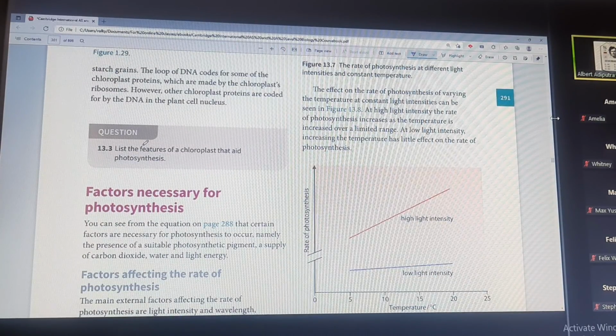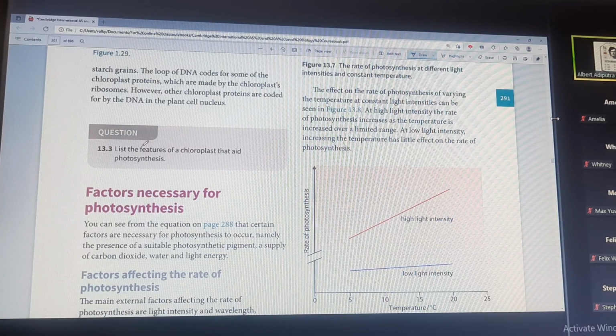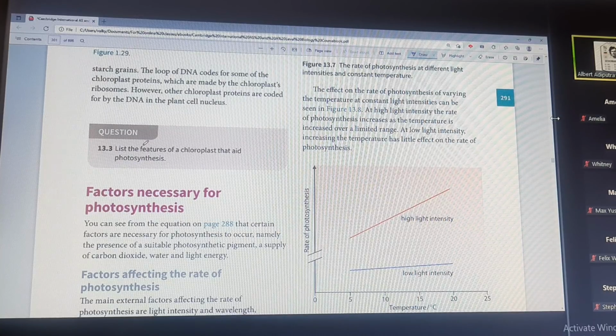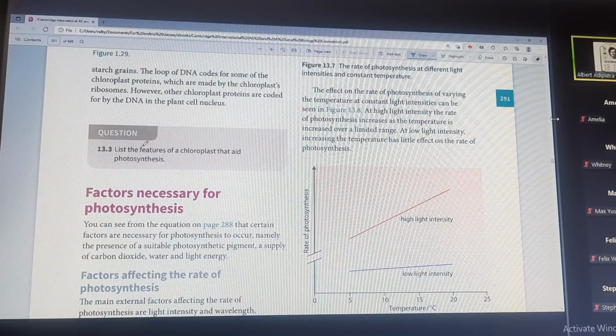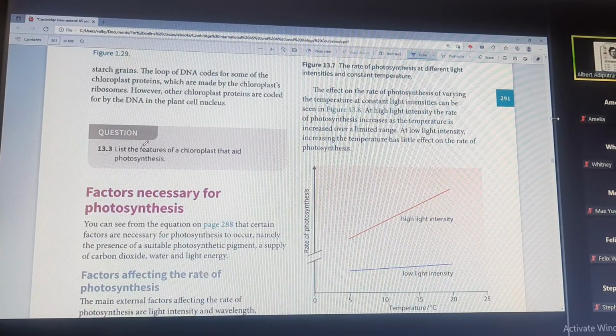Okay, coming up next is factors necessary for photosynthesis. This is not different from what we have learned in IGCSE. Nothing different at all. The factors necessary for photosynthesis are many, but we just have to know 3 external factors for photosynthesis: temperature, light intensity, and carbon dioxide concentration.